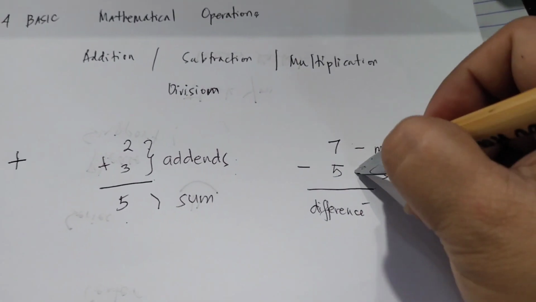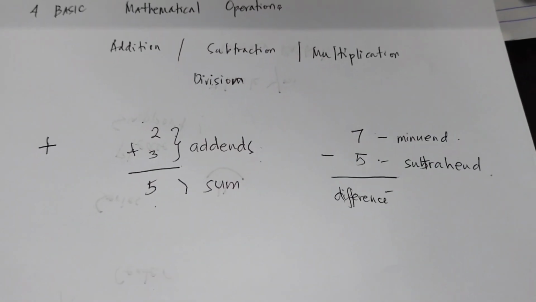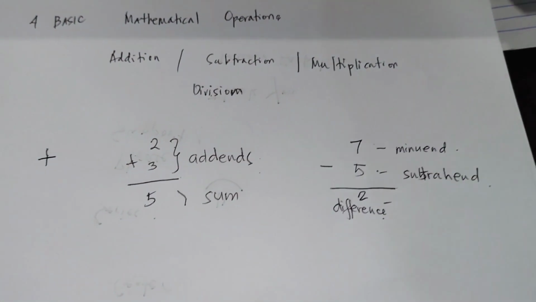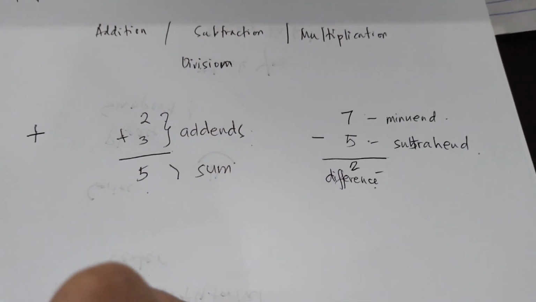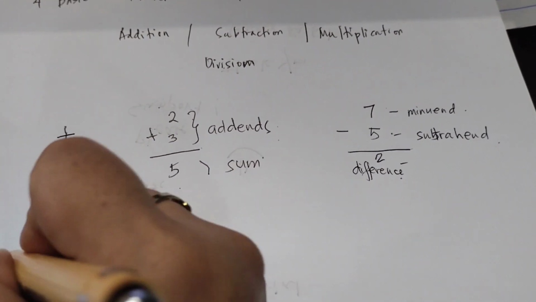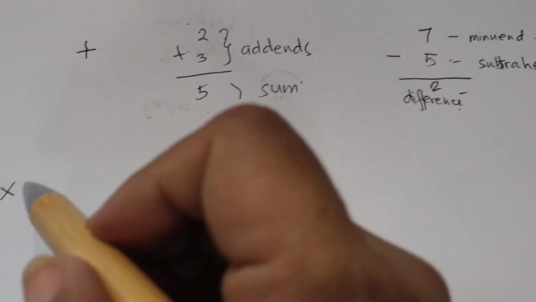There. So 7 minus 5, that is, ilan nga? Yes, you are correct. 2. 2 is your difference. All right. Next one, we have your multiplication. Remember, your multiplication is, we use the symbol, the x one. That's your multiplication. X. Yan, X yan.